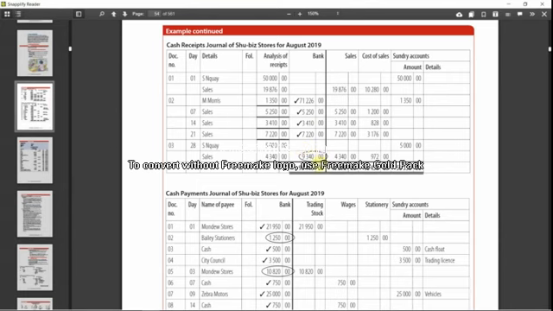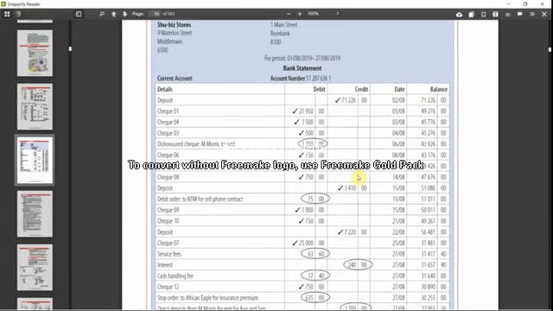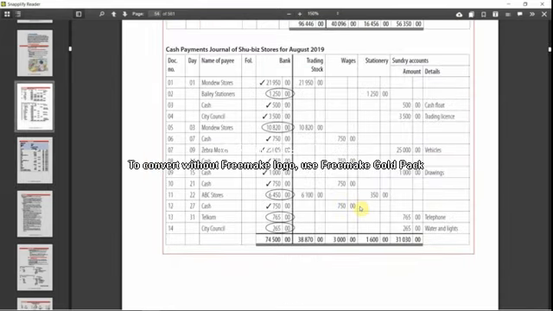So this 9,340 is an example. If we look at our bank statement, there is on the credit side no 9,340.